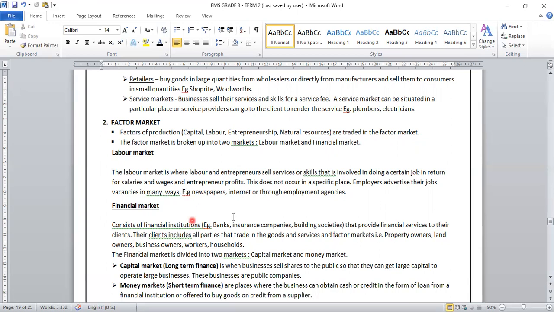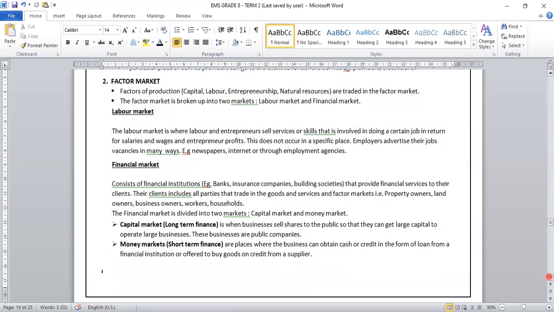Their clients include all parties that trade in goods and services and factor markets. For example, property owners, landowners, business owners, workers, and households. The financial market is divided into two markets, which is capital market and money market. Let us look at the capital market.